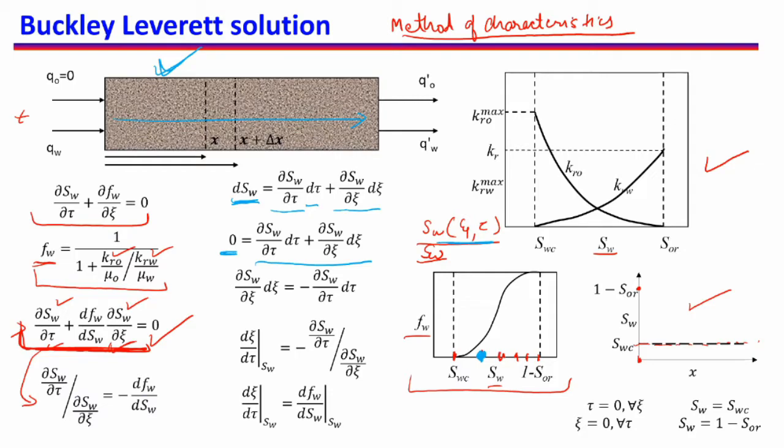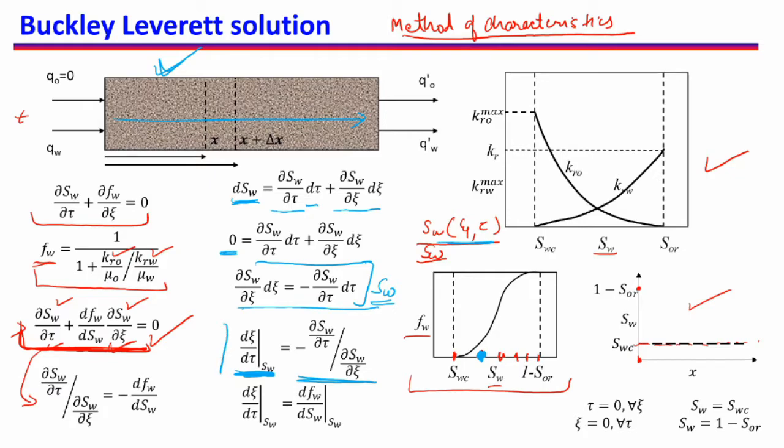Next I do some mathematical manipulation where I bring del SW by del xi d xi on the left hand side and keep del SW by del tau d tau on the right hand side with a negative sign. This is still at constant SW. This gives me d xi by d tau at constant SW is given by this quantity. So what I have done here is I have brought d xi by d tau here, taken this in the denominator on this side. So this is what I get.